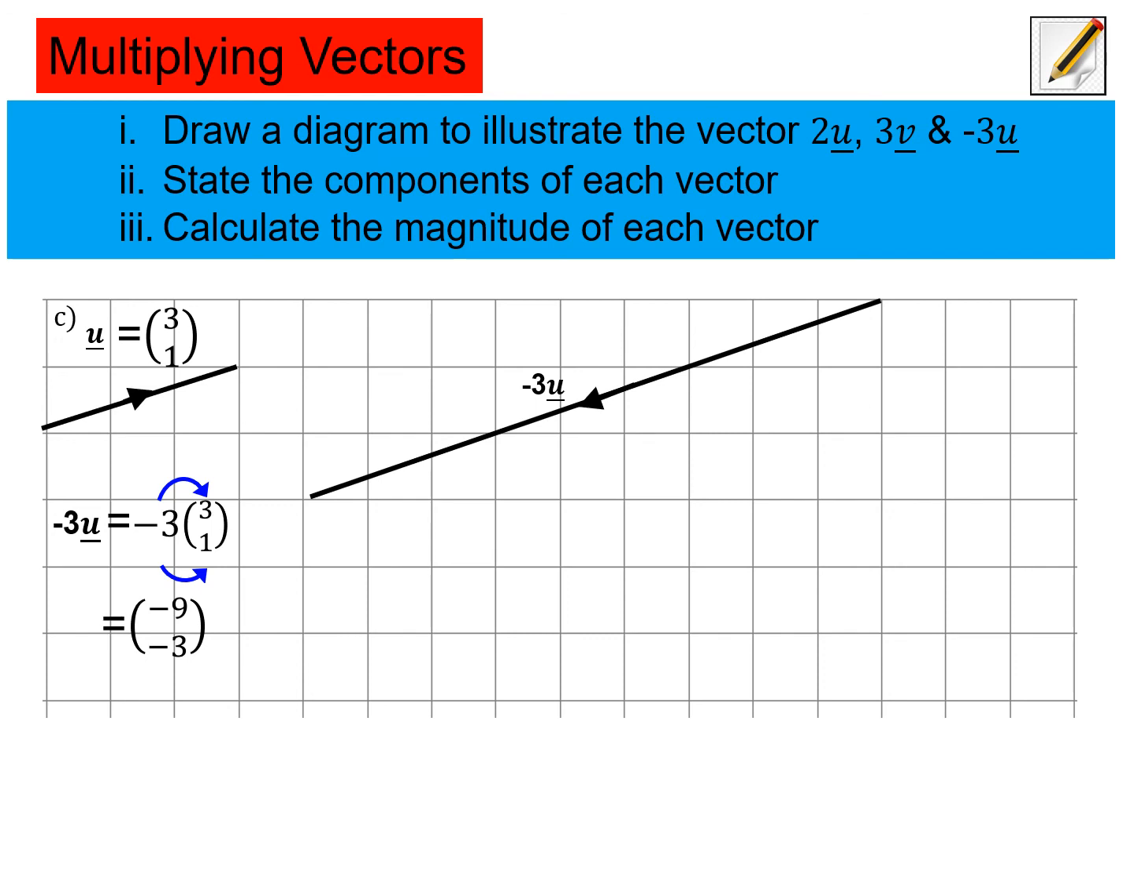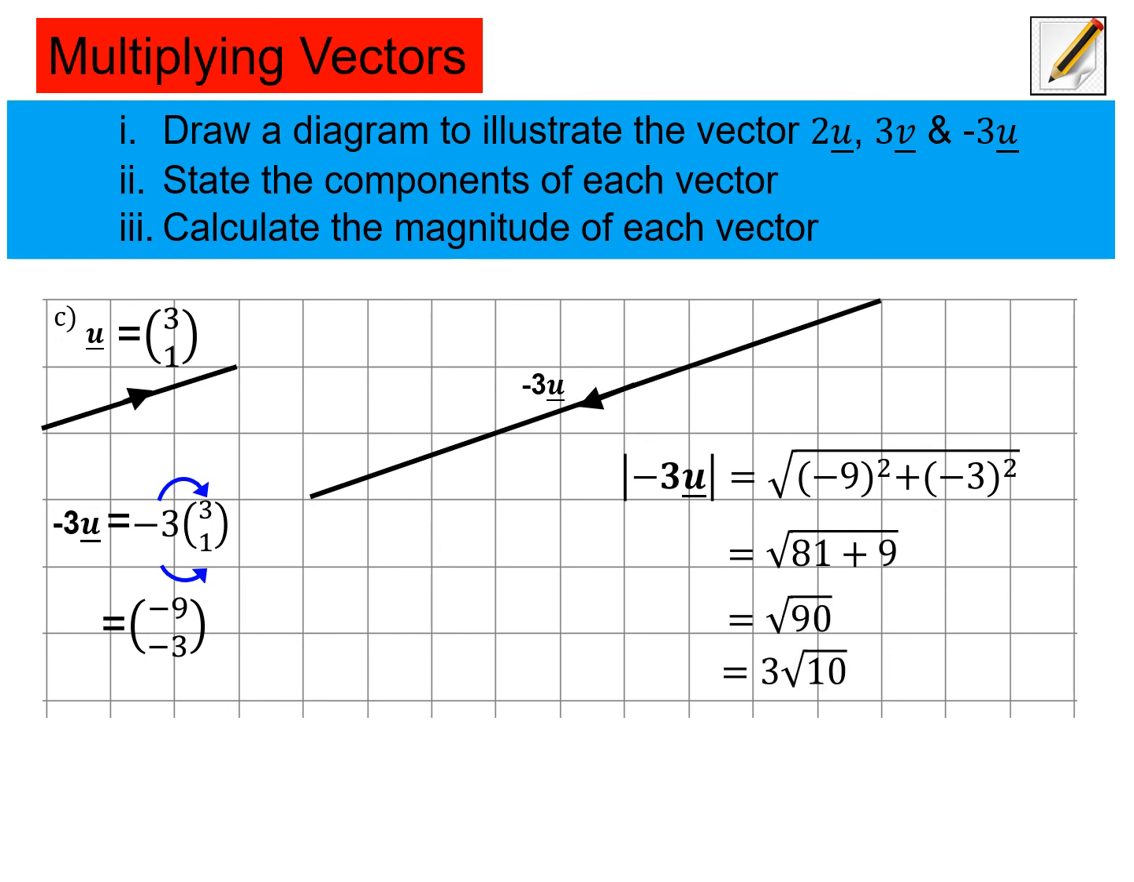The last thing we've been asked to do was calculate the magnitude again. So one last time, the magnitude of negative 3u is the square root of negative 9 squared plus negative 3 squared. Working through that, remember when you square negatives you always get positives, so we end up with the square root of 90, and that simplifies to 3 root 10 or 9.49 units.